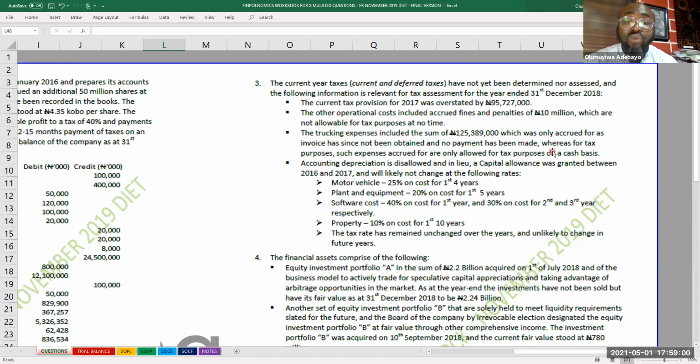Okay. When your current tax provision for last year was overstated, the treatment accorded it under IAS 12 is what? How do we treat under or over provision for tax? In this case, we have over provided for tax in 2017, our 2018. What is the requirement of IAS 12?